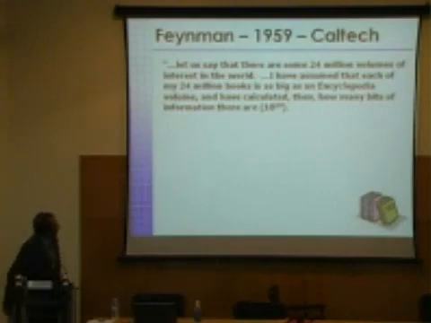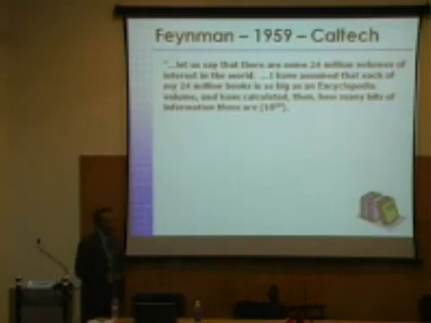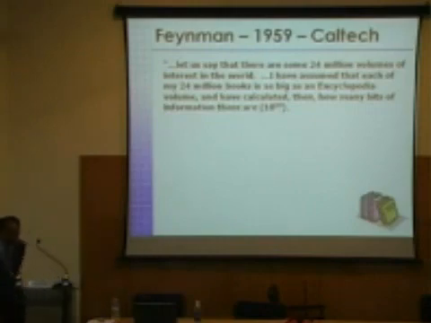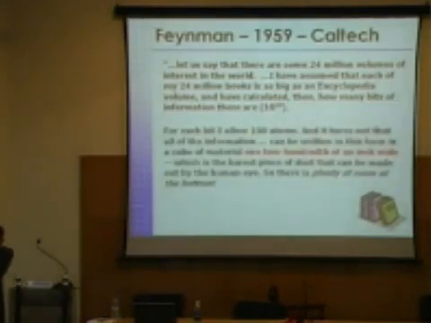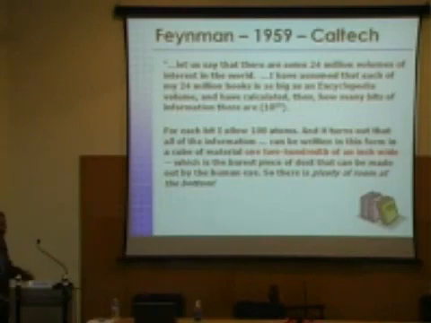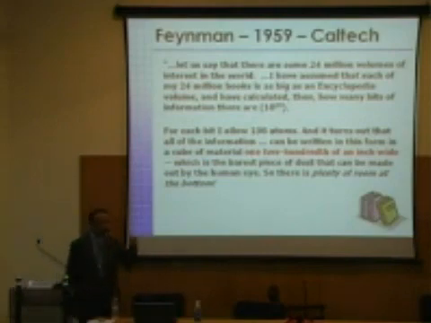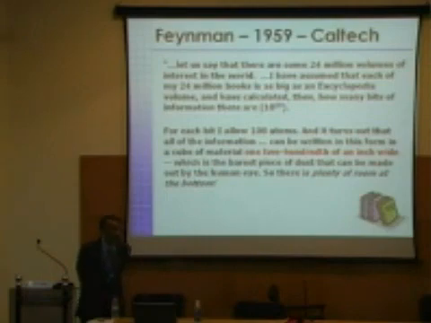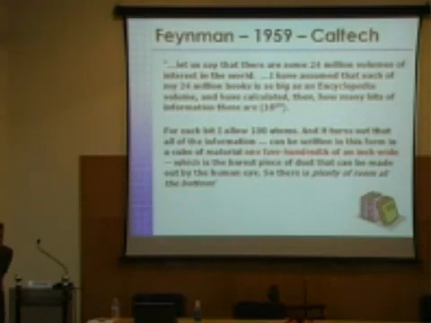Let us say that there are about 24 million volumes of interest in the world, and I have assumed that each of my 24 million books is as big as an encyclopedia. I have calculated how many bits of information there are: approximately 1,000 terabytes, about 10 to the 15 terabytes of information. Now, if you could store one bit of information in 100 atoms, and I'm being very generous here, you can have all the information stored in 1/200th of an inch wide, which is barely a piece of dust you can't even see with your own eye. That is the amount of information you could store in such a small space if you have the patience, perseverance, and knowledge to design such materials.